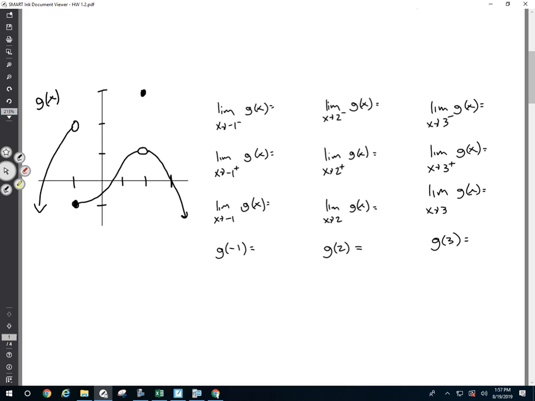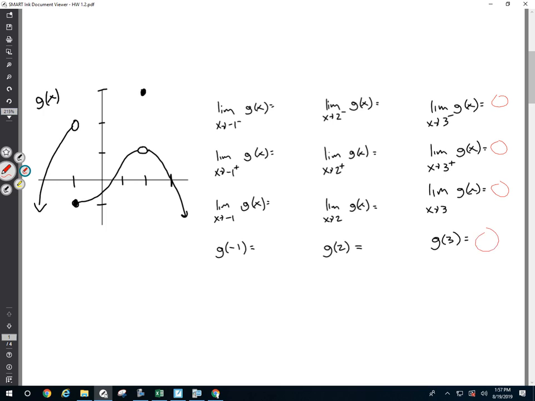3 situations. I got -1, I got 2, and I got 3. Easy one is at 3. At 3, I got the point, and I'm approaching this point from both locations. 3 is easy. Let's look at -1. Right at -1, I got an open circle above it, closed circle below it. The closed circle, that's my function value, that's at -1.